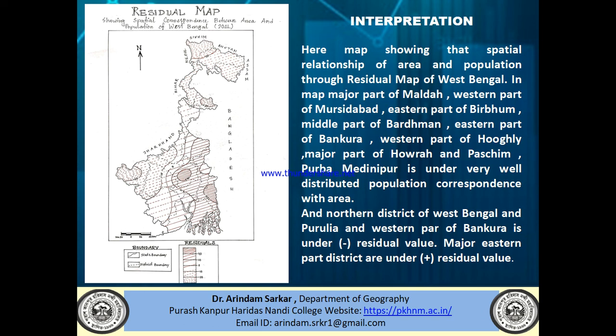In the map, the major part of Malda, western part of Murshidabad, eastern part of Birbhum, middle part of Bardhaman, eastern part of Bankura, western part of Hooghly, major part of Howrah and Paschim Medinipur, and Purbo Medinipur are under very well distributed population correspondence with the area. But on the other side, the northern districts of West Bengal, Purulia and western part of Bankura are under negative residual value. The major eastern districts are under positive residual value. That is the residual value and residual mapping and its description.